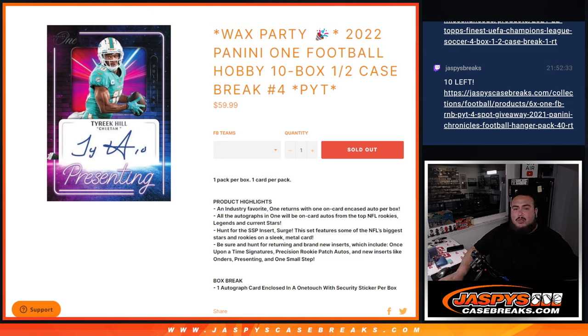Another Wax Party Break here. 2022 Panini One Football Hobby 10 Box Half Case Break, Pictures number 4.